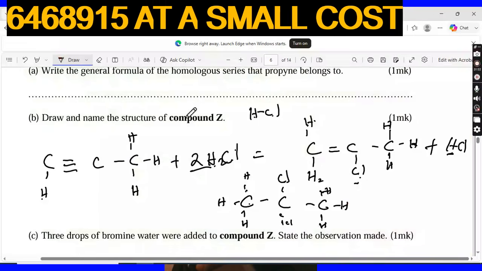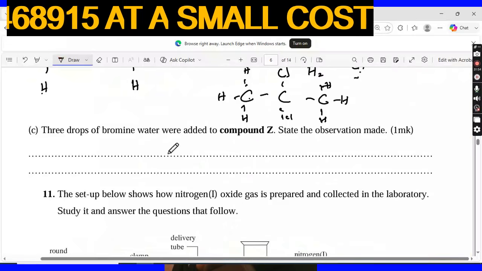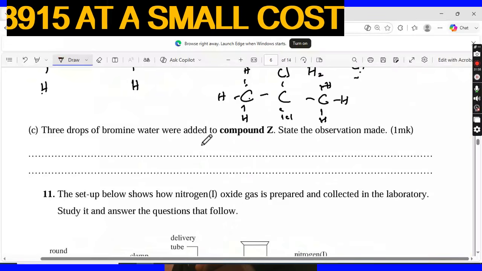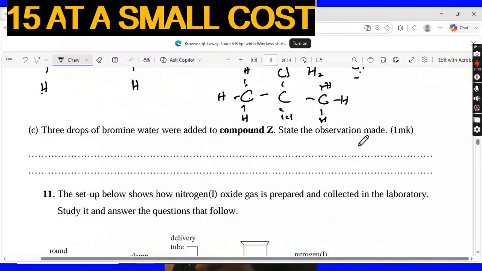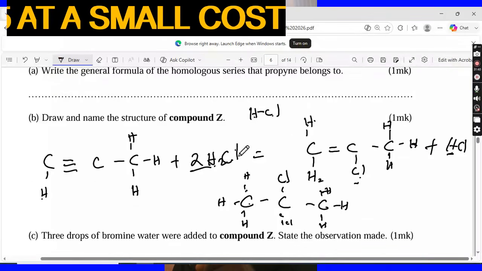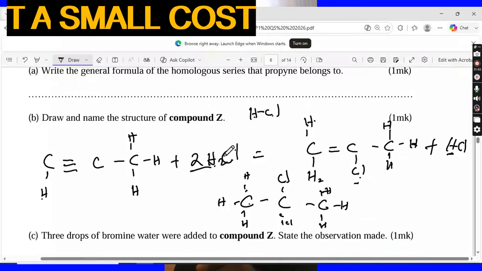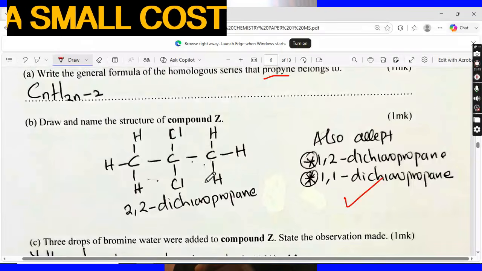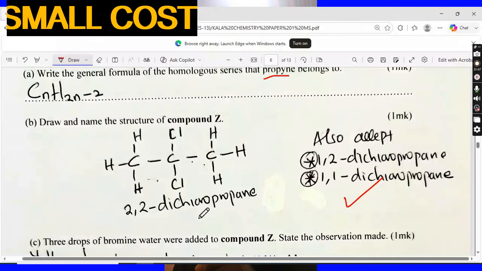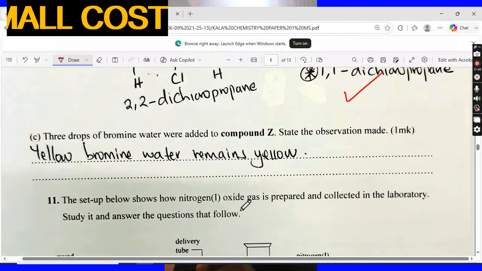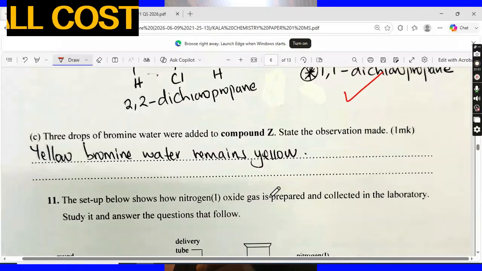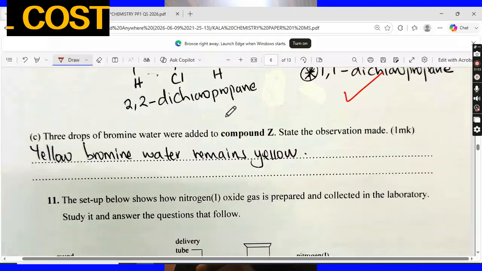3 drops of bromine water were added to compound Z. State the observation made. Our compound Z is 2,2-dichloropropane. So what happened when you do that? The yellow bromine water remains yellow because this one does not affect that.